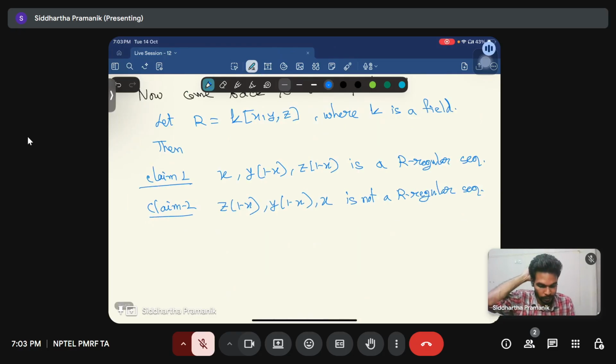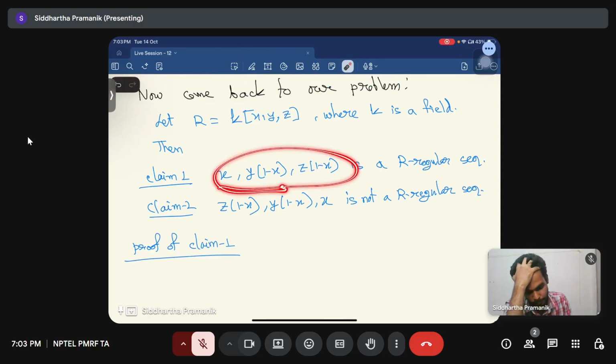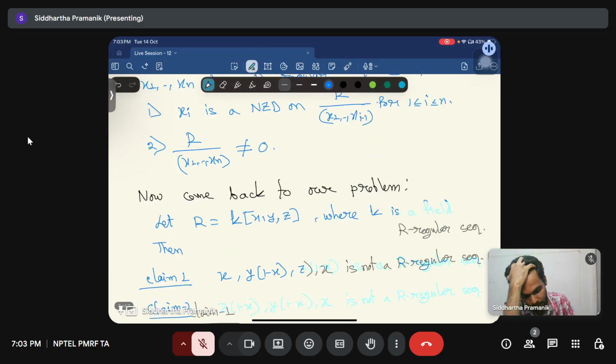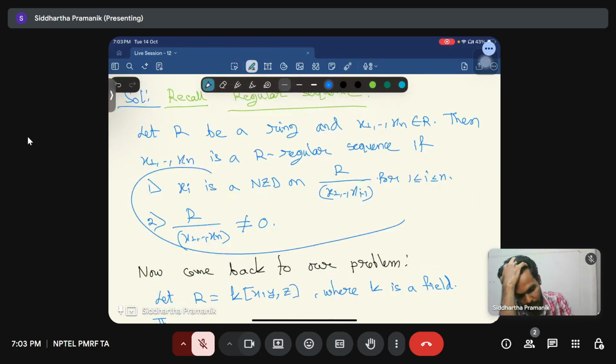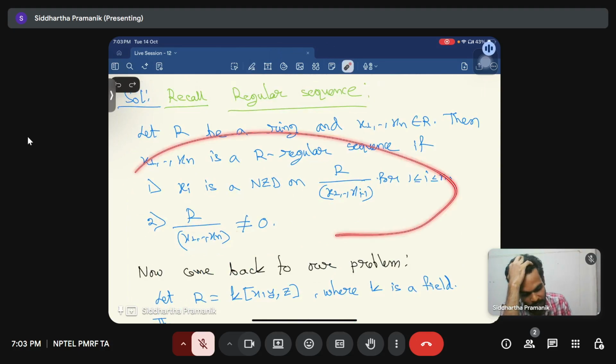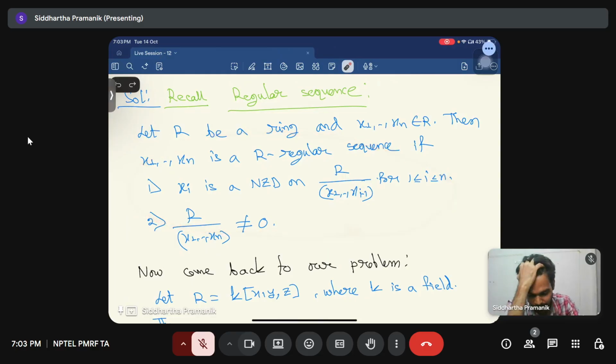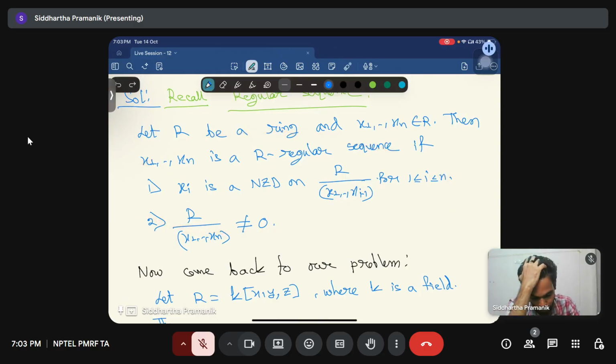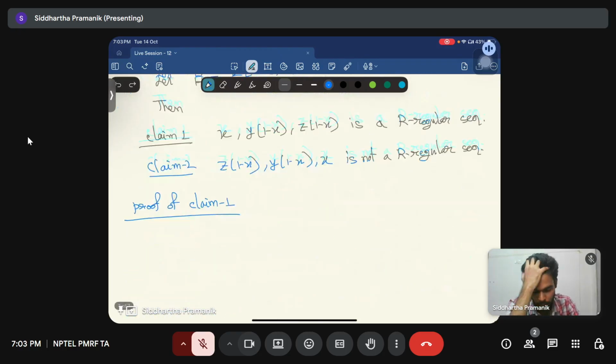So let's prove these two claims. Proof of claim 1. We need to prove that this is a regular sequence. So we have to check these two conditions. First one, the non-zero divisor condition, and second one, that if we go modulo the ideal, then it should be non-zero. Second one will be fine, but we should check the first condition.